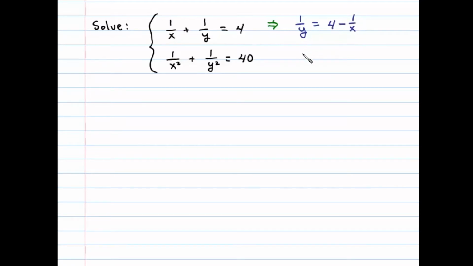Now if I square both sides, I'll have 1 over y squared equals 4 minus 1 over x, that quantity squared. Now this is what we're going to use to substitute 1 over y squared in the second equation. Doing that, we're left with 1 over x squared plus 1 over y squared, we'll use 4 minus 1 over x squared, and that should equal 40.